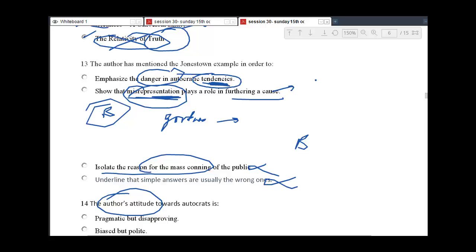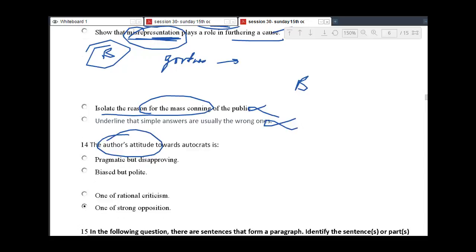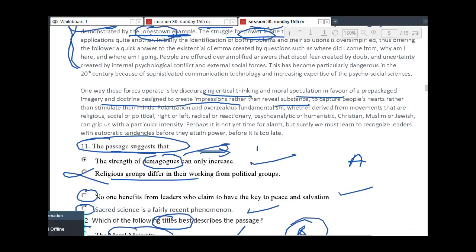Tell me. Very difficult question. And the last one says the author's attitude towards autocrats. What do you think? Is it pragmatic? Biased? Strong opposition? He has warned at the end. Look at the last line of the sentence.